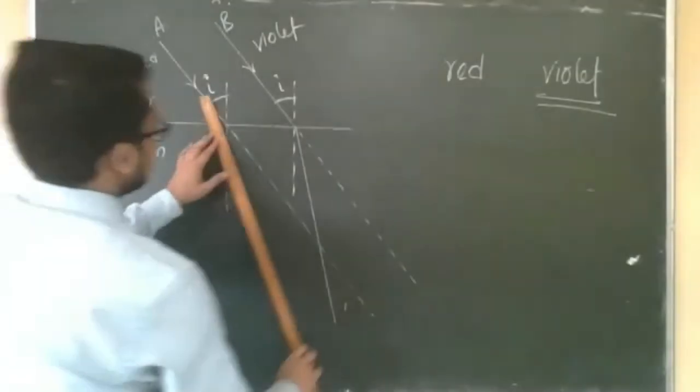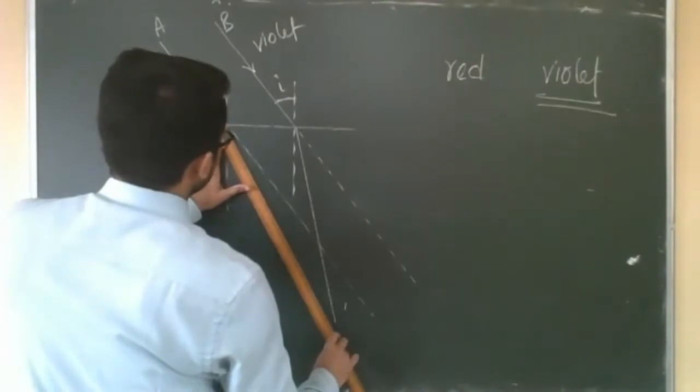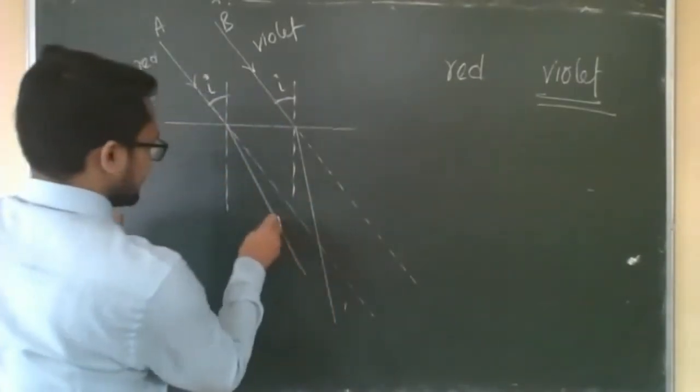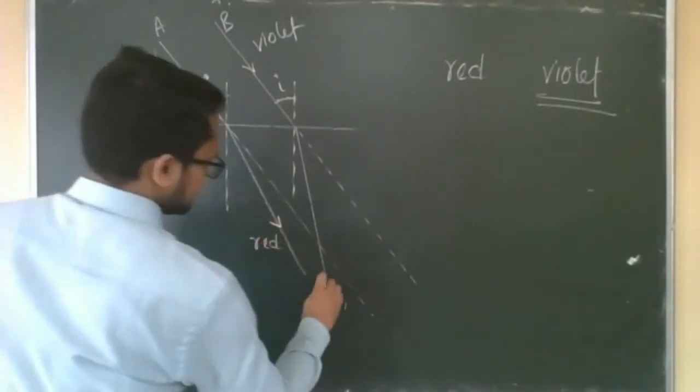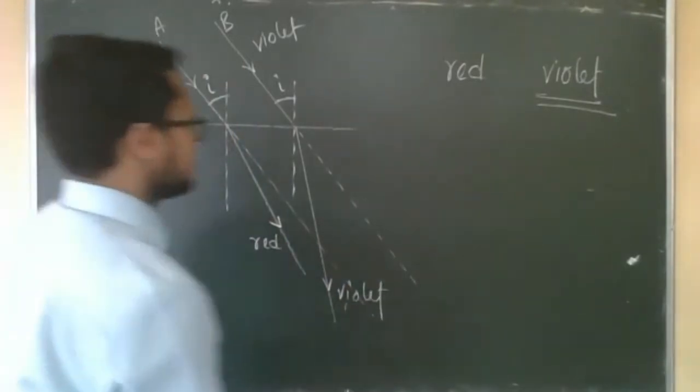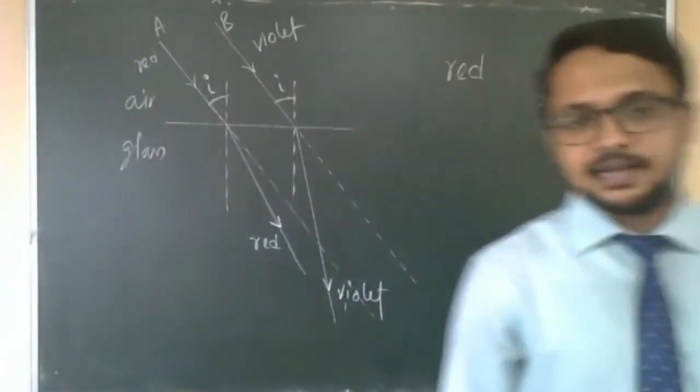And the red one will bend less. So this is the refracted ray for red color, and this is the refracted ray for violet color. This is the proper ray diagram.